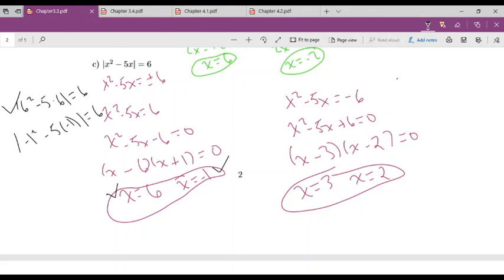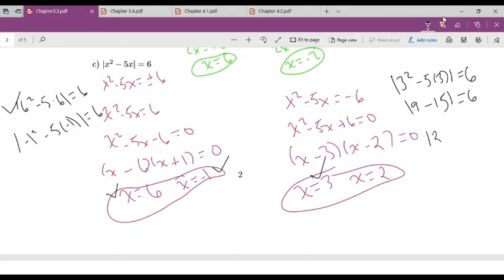Okay, we get the absolute value of 3 squared minus 5 times 3 equals 6. Alright, so we get 3 squared is 9 minus 15. That's the absolute value here. 9 minus 15 is negative 6. The absolute value of negative 6 is 6. So this one works. Let's look at the next one.